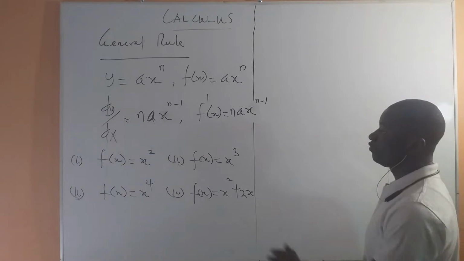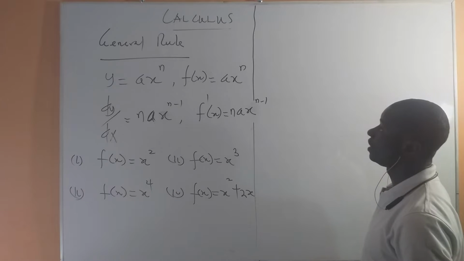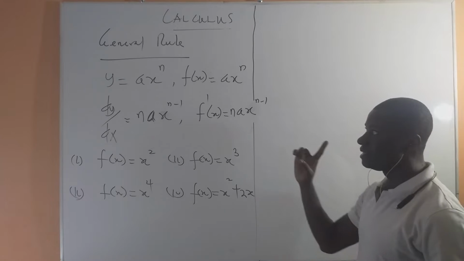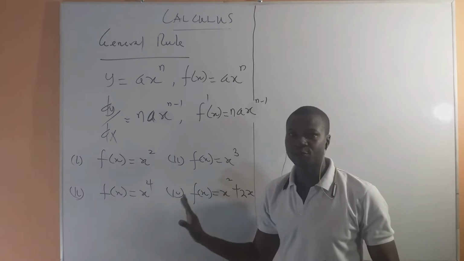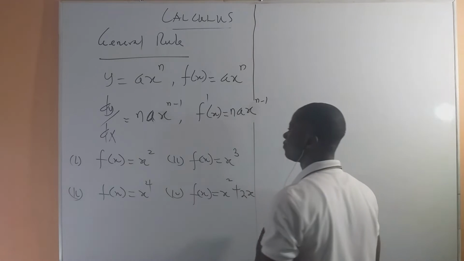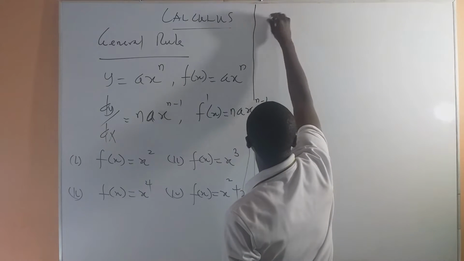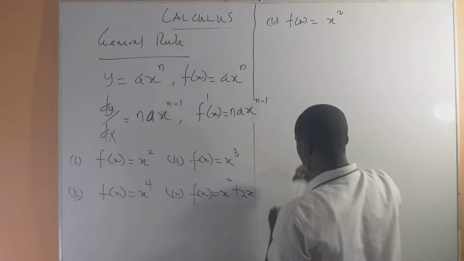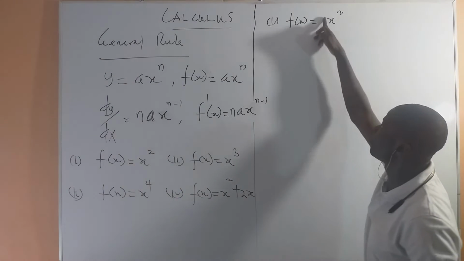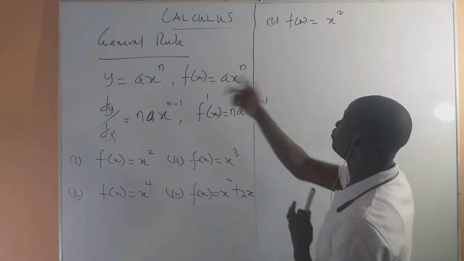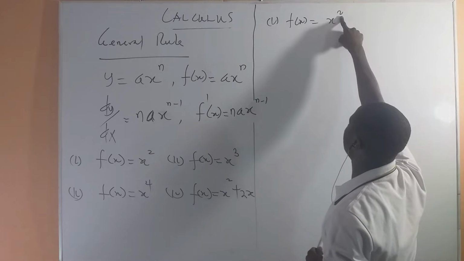So if you have f of x equals x squared, and you have to differentiate with respect to x, this time around it is not from the first principle, so we are not going to use the first principle formula, but we have to differentiate with respect to x. So the first one is f of x equals x squared. Take note that the coefficient of the variable here is 1, but 1x is the same as x, and that's why it cannot be seen. So the general rule says that you multiply the exponent by the coefficient.